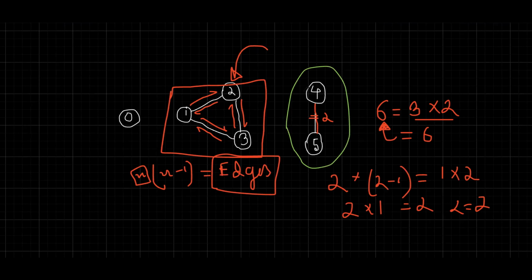I hope you understood the algorithm, and we will simply do it by using DFS. The overall time complexity of this algorithm will be big O of n, which is a linear time complexity. I hope you understood the algorithm. Now let's move on to the code.